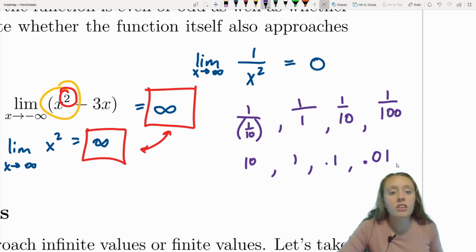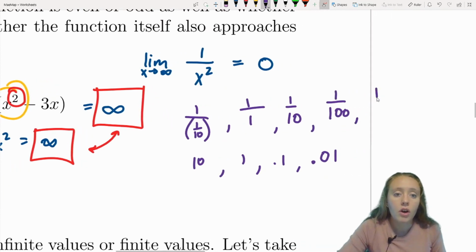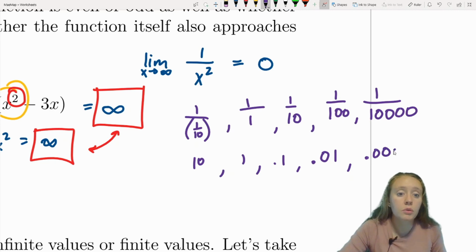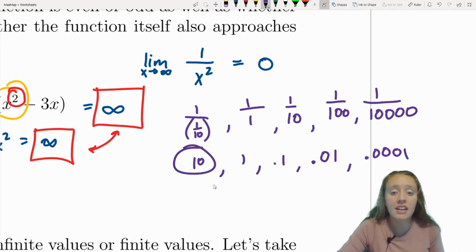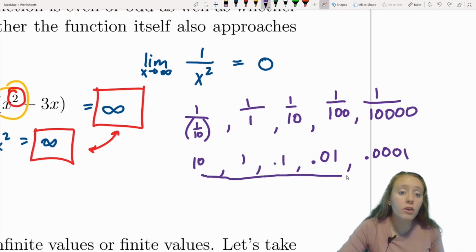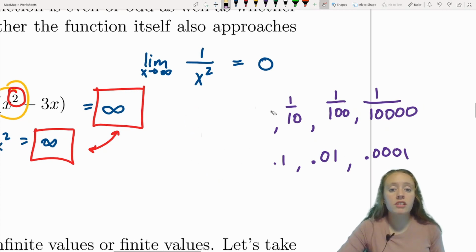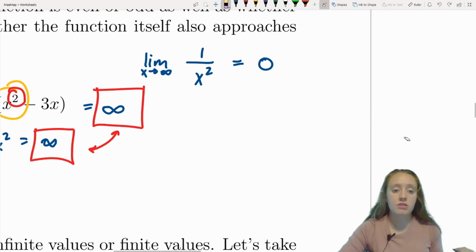Or if we got even larger, think about doing 1 over 10,000. That's 1, 2, 3, 4 zeros. So I'm going to have to shift my decimal place over 4 times. So I'm going to have 1, 2, 3, and then that 4th decimal place. That's 1/10,000th. So you can see I started with some number 10 and got smaller and smaller as my denominator got larger and larger. So remember this when we move on to the next examples dealing with rational functions.